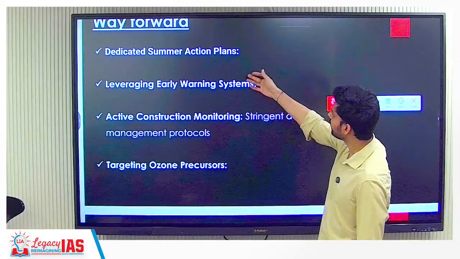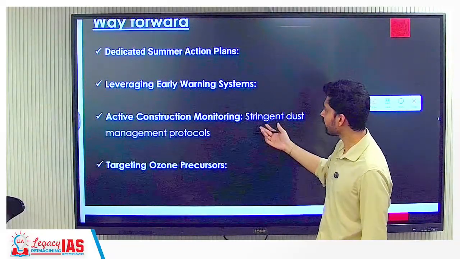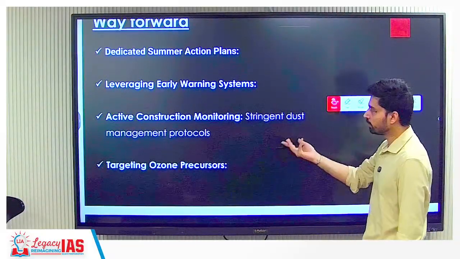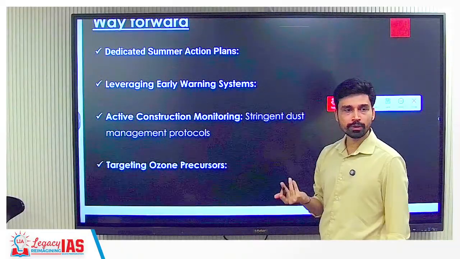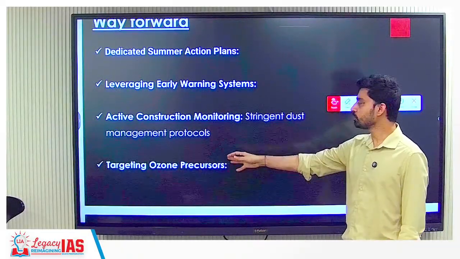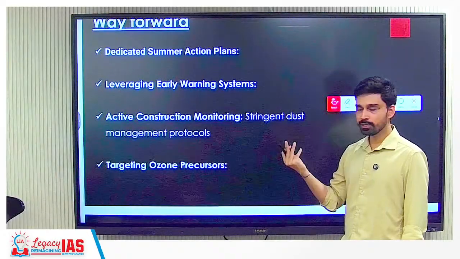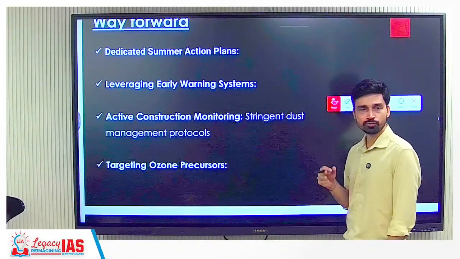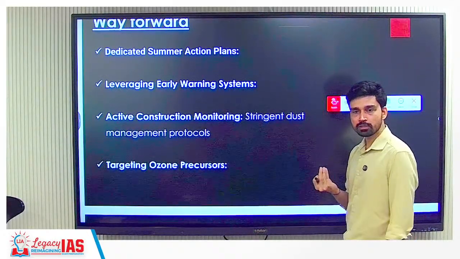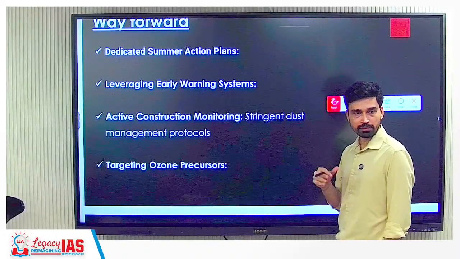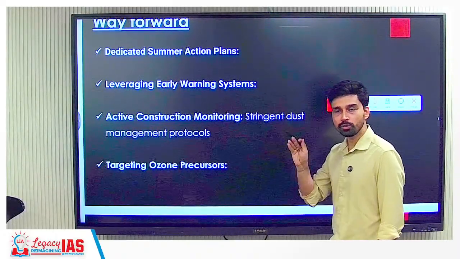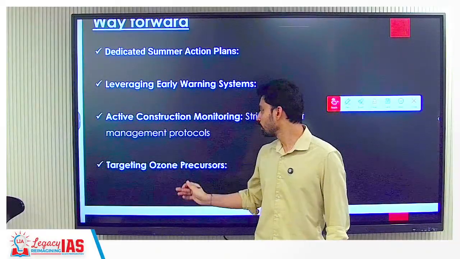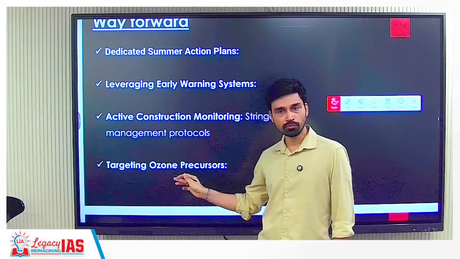About that, a dedicated summer action plan, leveraging early warning systems, active construction monitoring we have to do, right? And the targeting of ozone precursors, how ozone is produced, that is where you can write E85. Where is ozone coming from, how is ozone being produced? It is a secondary pollutant. Nitrogen oxide released from vehicular emission will create ozone. So if you are able to reduce the emission from vehicles, what would you reduce? The amount of ozone being produced.